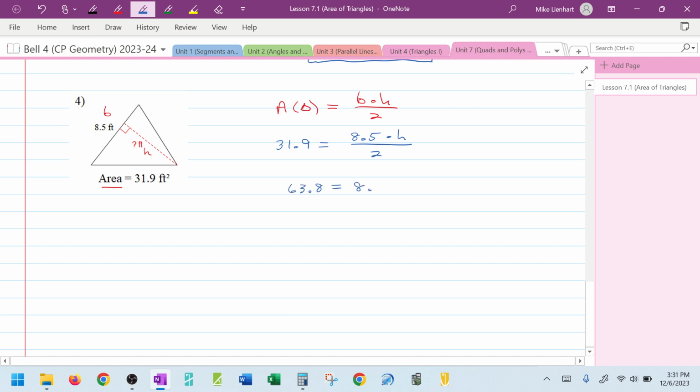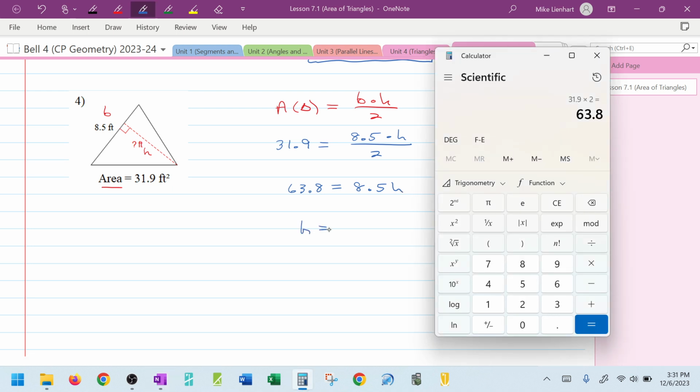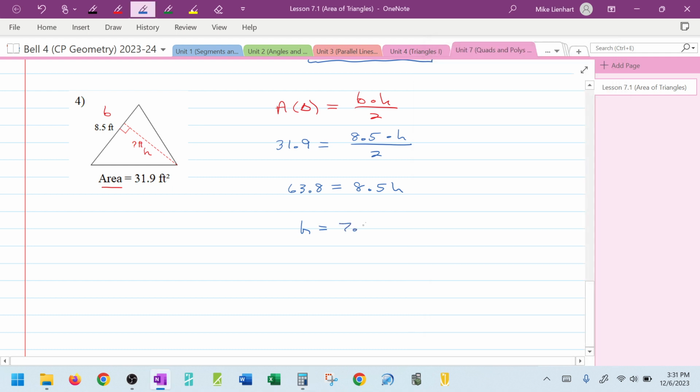That's equal to 8.5H. To solve for H, I divide by 8.5, and that's going to give me my height. So let's see, I go 63.8 divided by 8.5. It gives me this decimal. I know it's going to be 7.5 because the number after the 5 is 0, and 0 tells me to leave that 5 alone. The only thing left is what unit, and since the area is feet squared, I know that the height is in feet.